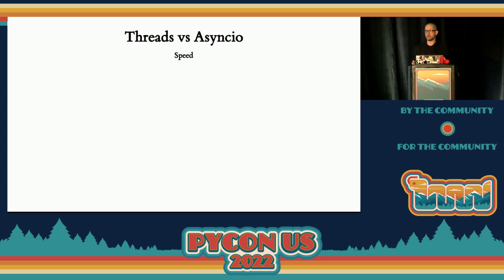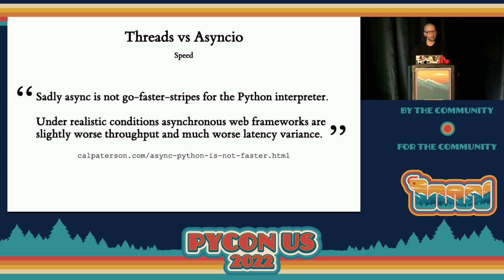Is Async I/O faster than threads? No. As Cal Peterson wrote, sadly, async is not go faster stripes for the Python interpreter. Under realistic conditions, asynchronous web frameworks are slightly worse throughput and much worse latency variance.